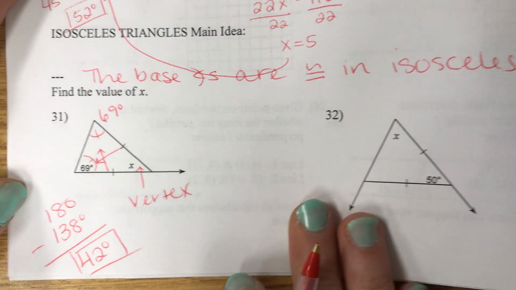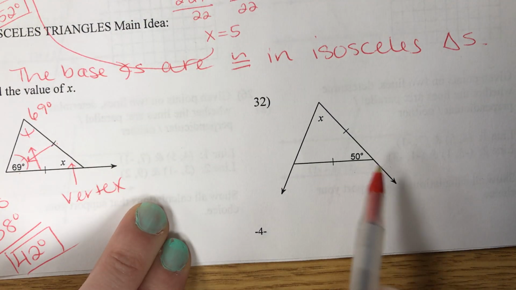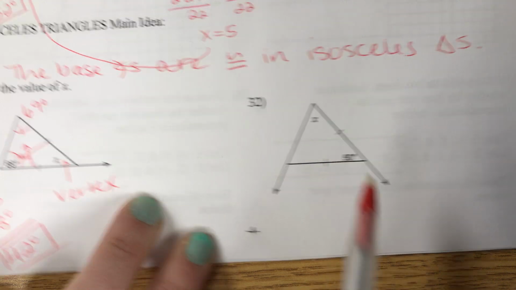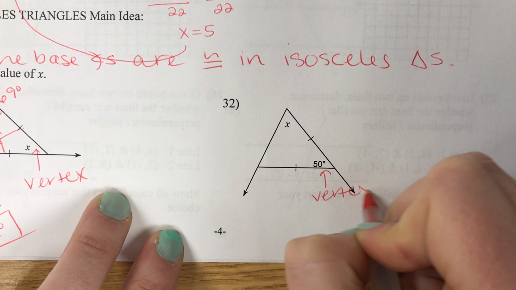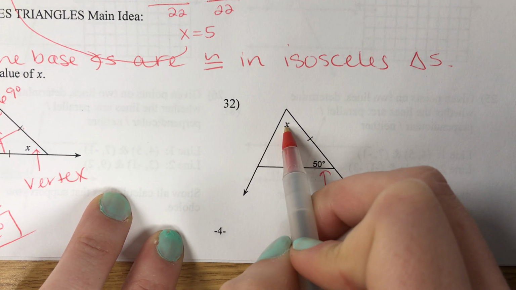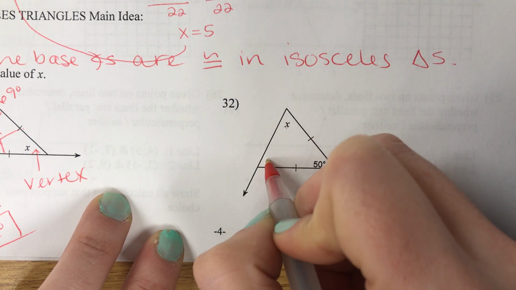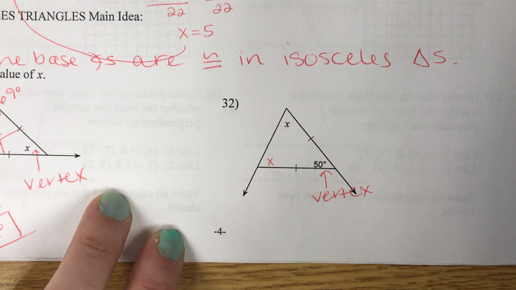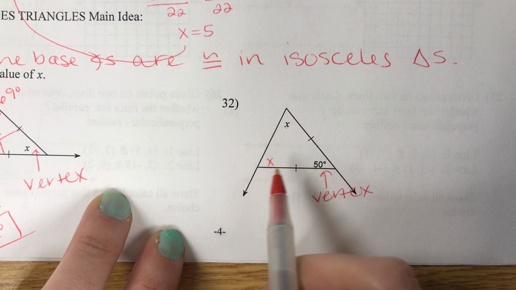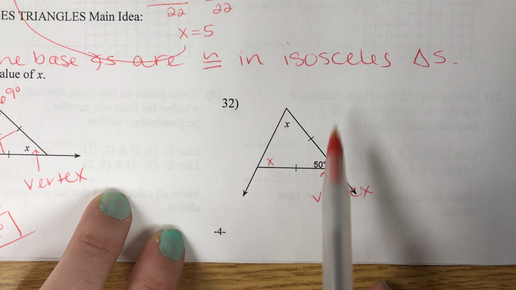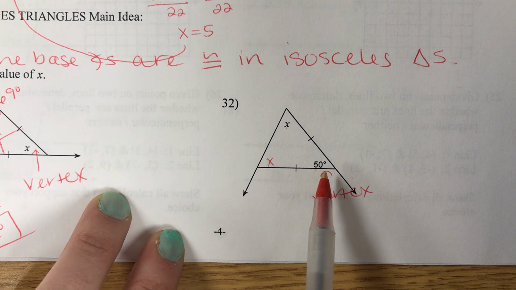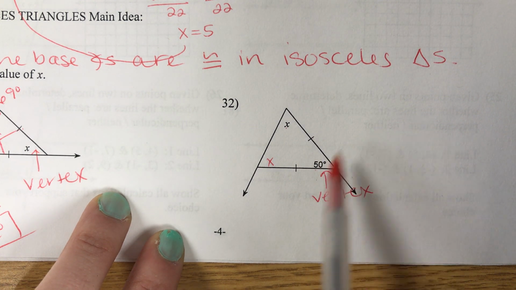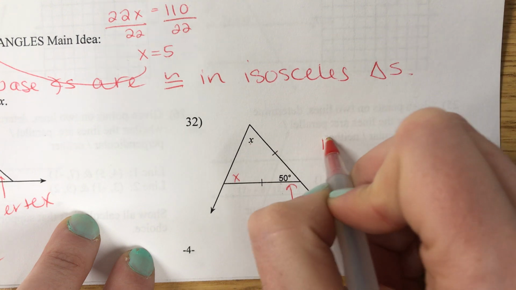Same thing for 32. 50 would be the vertex angle, because that's where the two congruent sides meet. If this is x, it has to be congruent to its base angle, which means this is also x. So in other words, these two are equal. Basically, you can tackle this by setting up an equation where x plus x plus 50 equals 180. Or you could think of this as subtracting 50 from 180. I think you're going to get 130.